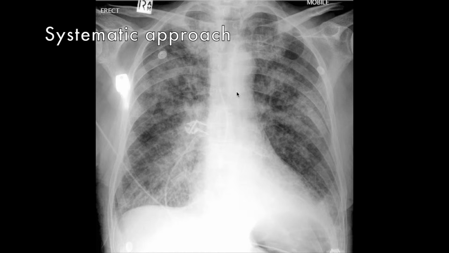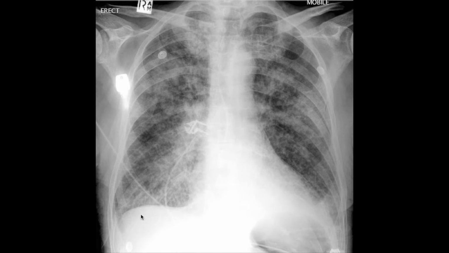Now for a systematic approach. Looking at the airways first, the trachea can be difficult to see, however, it is central. The main bronchi are also quite difficult to see. Looking at the lungs, throughout all regions of the lungs, on both sides, there is this fine linear opacification. It is most prominent in the midzones on both lungs. Some would describe this as a patchy opacification on both sides.